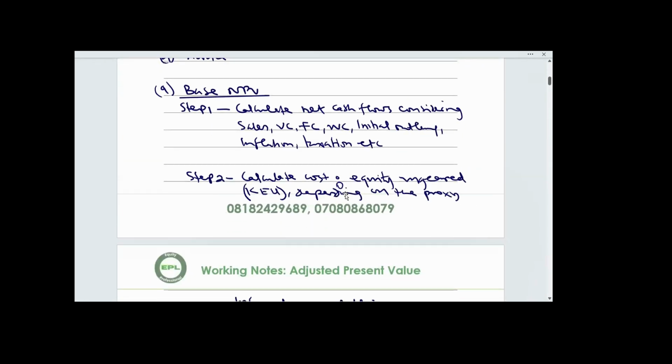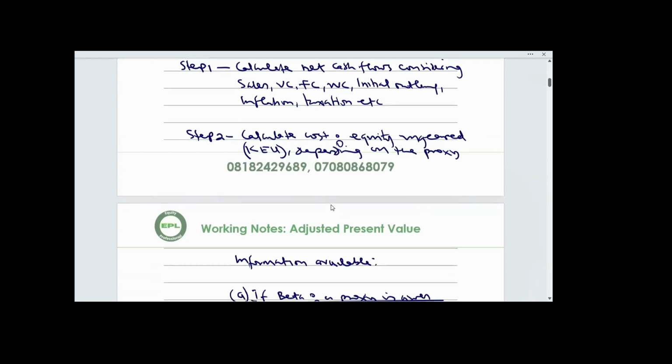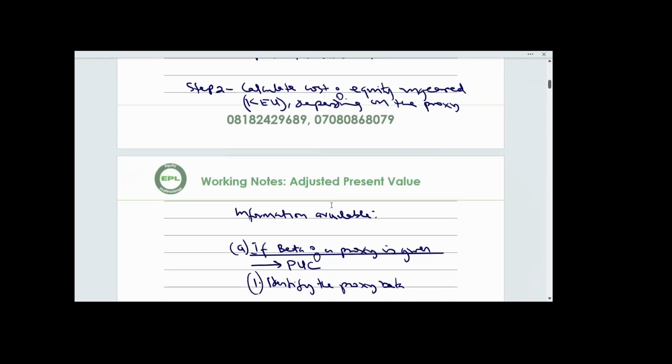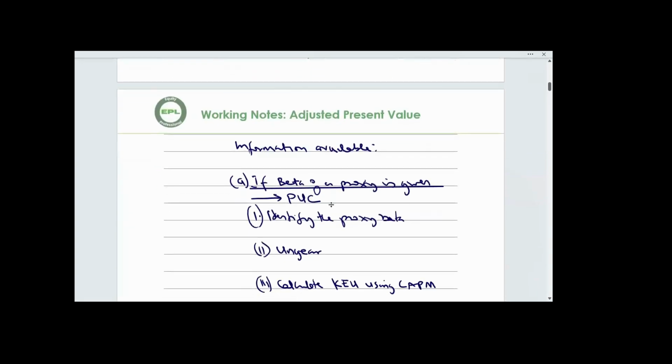Like I said, the base case NPV will be calculated the same way as you normally do whenever you are calculating NPV. The only difference is that, instead of using the company WACC to evaluate the project, you are supposed to calculate cost of equity on gear. All right, that's just the difference. Once you know how to calculate cost of equity on gear, then you are good to go.